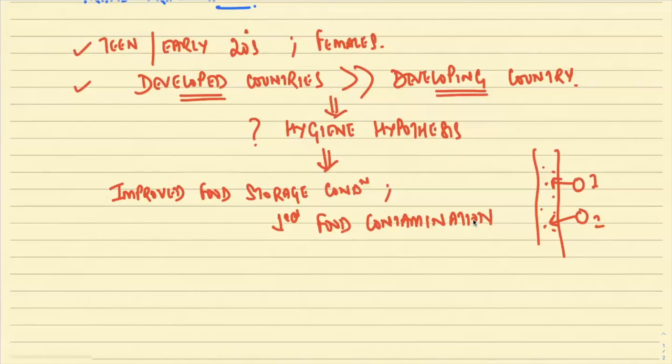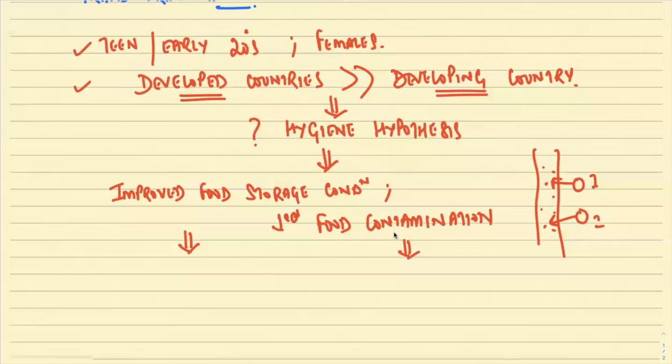These individuals start to attack even the normal gut microbiome, and that is when inflammation comes into the picture. That is why a part of the GI tract, not the entire GI tract, is involved with inflammation, and this gives rise to what is called inflammatory bowel disease.